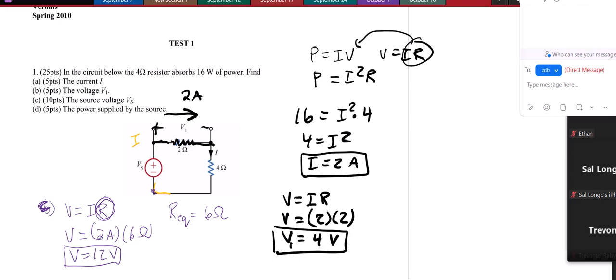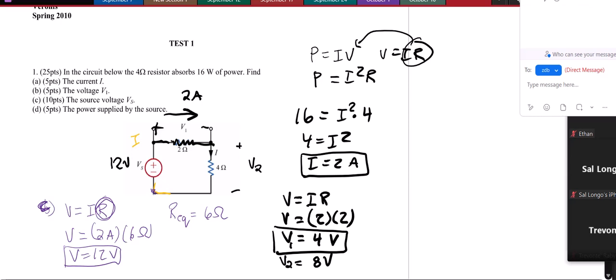Now that I have done part C, and I know that my voltage source is 12 volts, it doesn't ask, but if I did want to find, say, plus, minus, and we called this V2, the voltage across that 4 ohm resistor, V2 would have to equal 8 volts for my entire circuit.